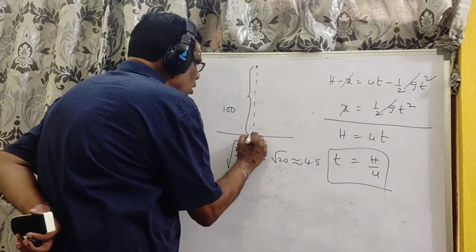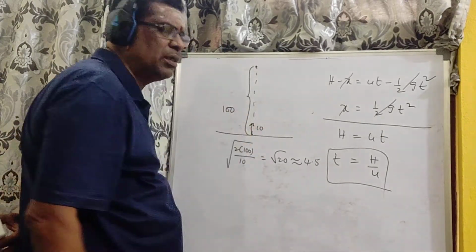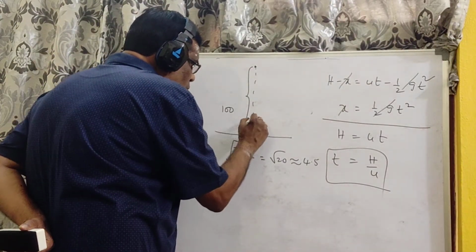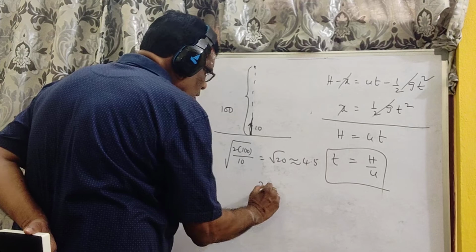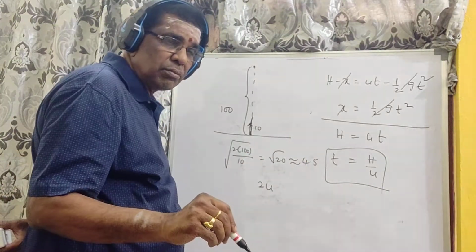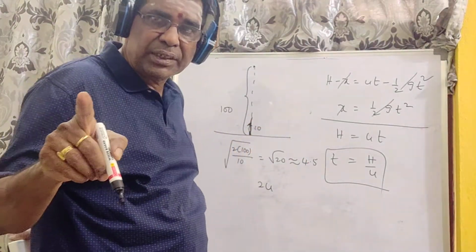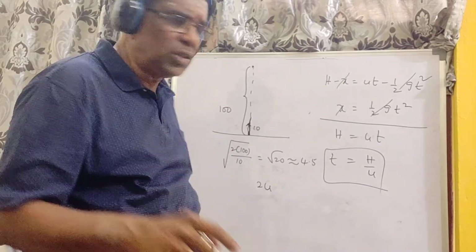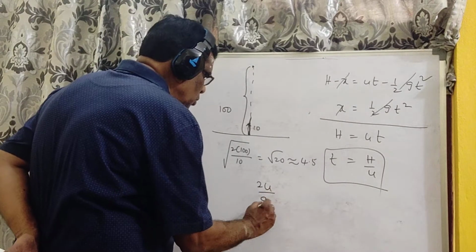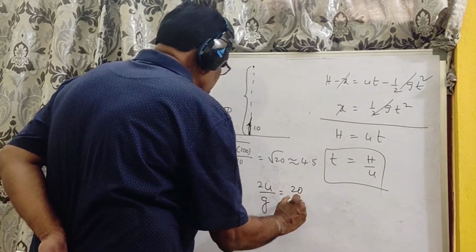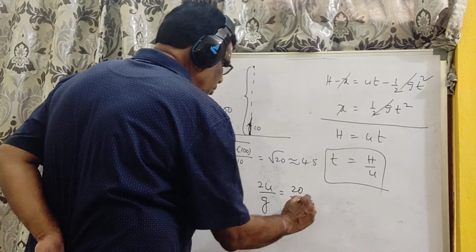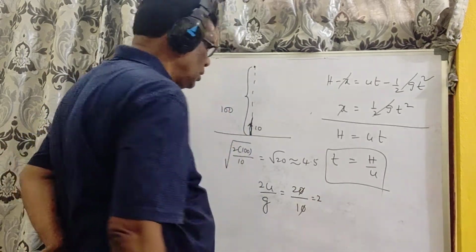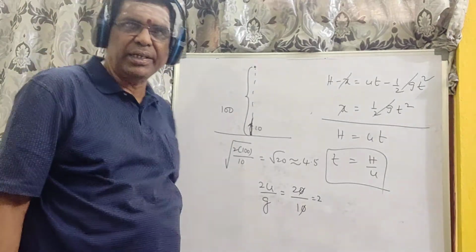Suppose I am projecting a body up with 10 meter per second. What is the time of flight of this body? To go up and come down from the ground. I already gave you the expression. From the ground means h is equal to 0. So you get u by g plus u by g, 2u by g. So it is 2u by g, or I am taking for the time being 2 seconds as the time of flight of this body.